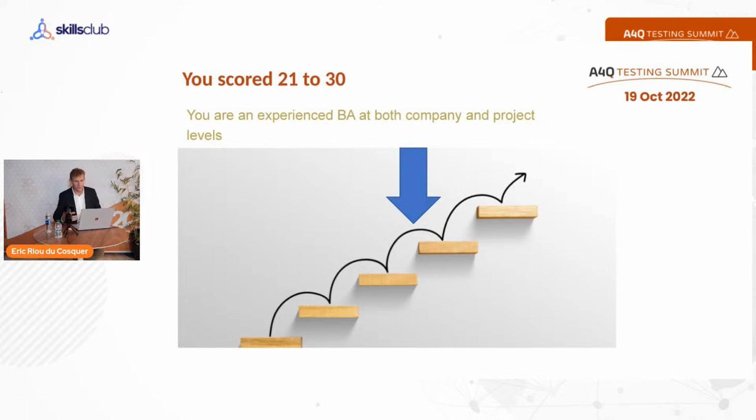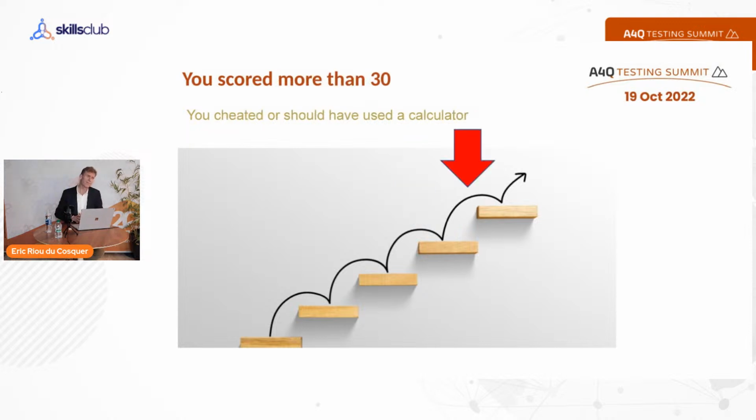And if you scored more than 30, you either cheated or should have used a calculator, because the maximum possible was 30.